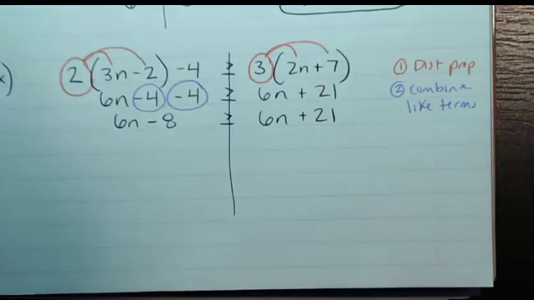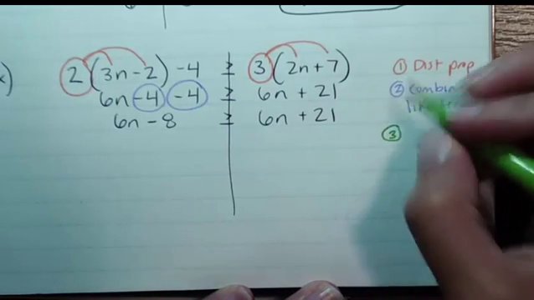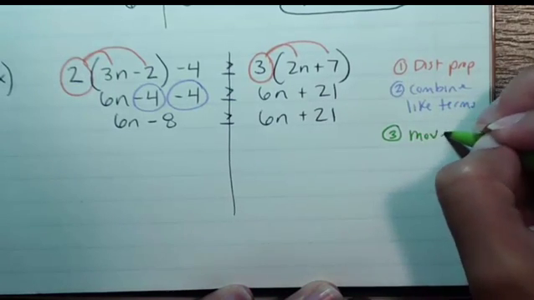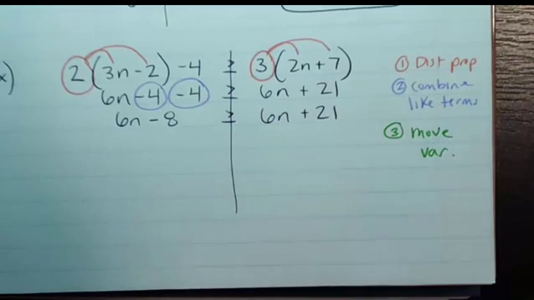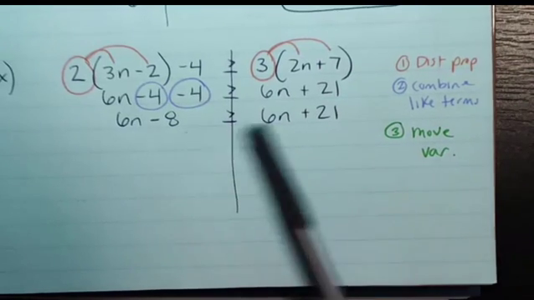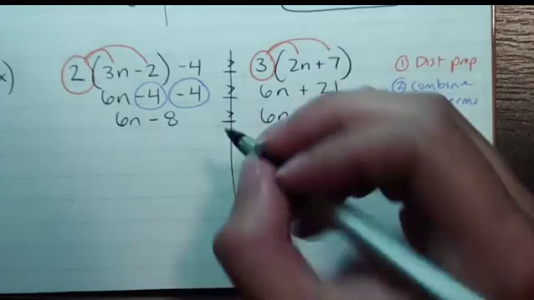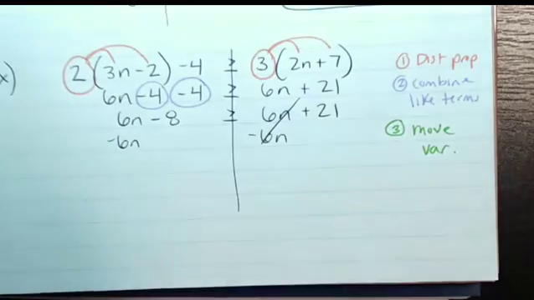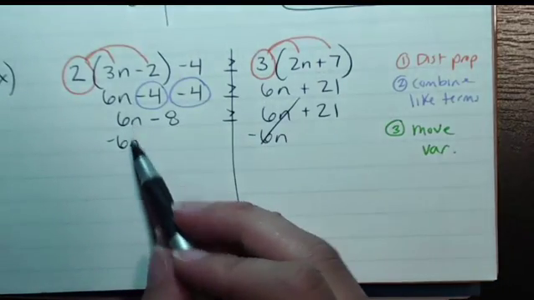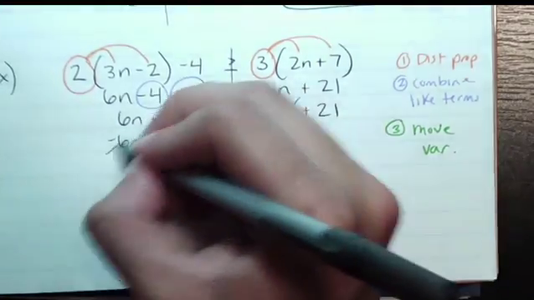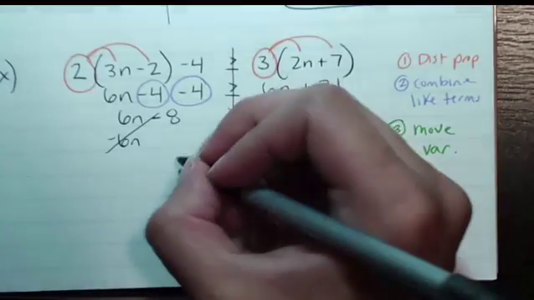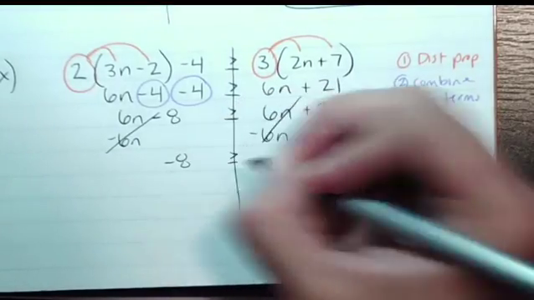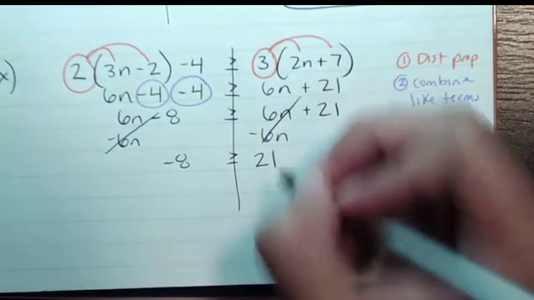Okay, now step 3, if I follow my steps, I'm going to get my variables to one side. So move my variables. Now from here you might notice something already. But I'm going to subtract 6n on this side, subtract 6n on this side. 6n minus 6n cancels out, so I'm left over with negative 8 is greater than or equal to 21.